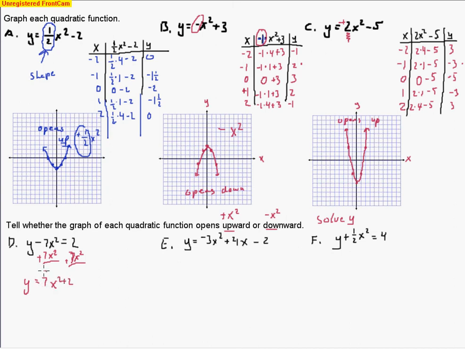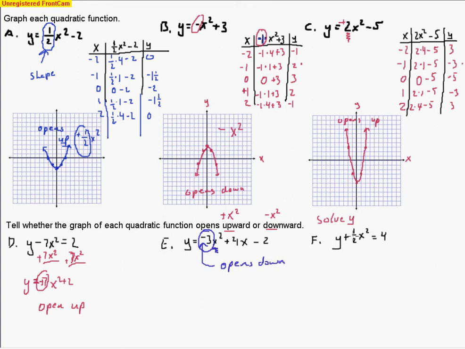And we see that we have a positive 7, so that means this one opens up, and the reason is because of that positive 7x squared. And so then the next one, though, y is already by itself, so we didn't need to do any solving, so we just have to look at the x squared term. It's a negative 3, and because of that negative sign in front of the x squared term, that means this opens down.